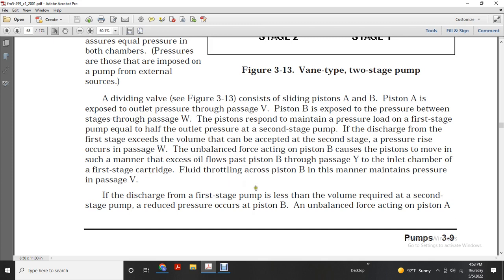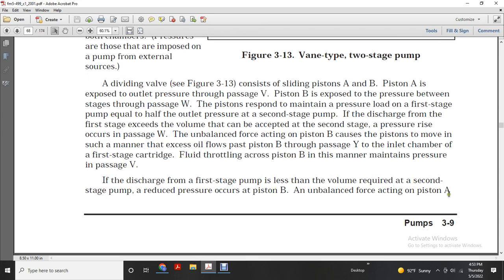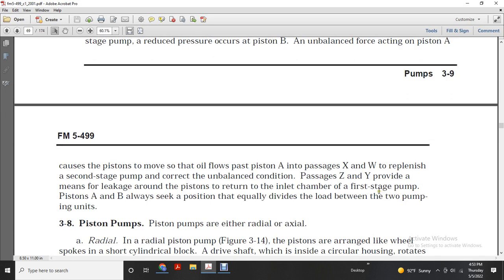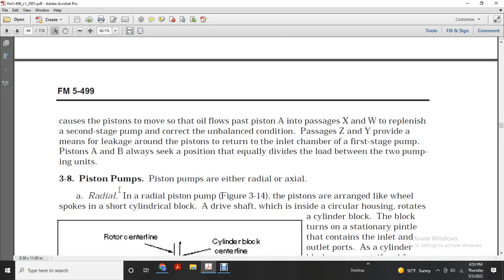If the discharge from the first stage pump is less than the volume required by the second stage pump, the second stage pump will produce a pressure drop at piston B, creating an unbalanced force on piston A. This causes the piston to move, with oil flowing past piston A from the inlet through passages X and W to replenish the second stage pump. Under the unbalanced condition, passages Y and Z are returned to the inlet chamber by means of leakage around the piston. Pistons A and B always seek the position that equally divides the load between the two pump units.